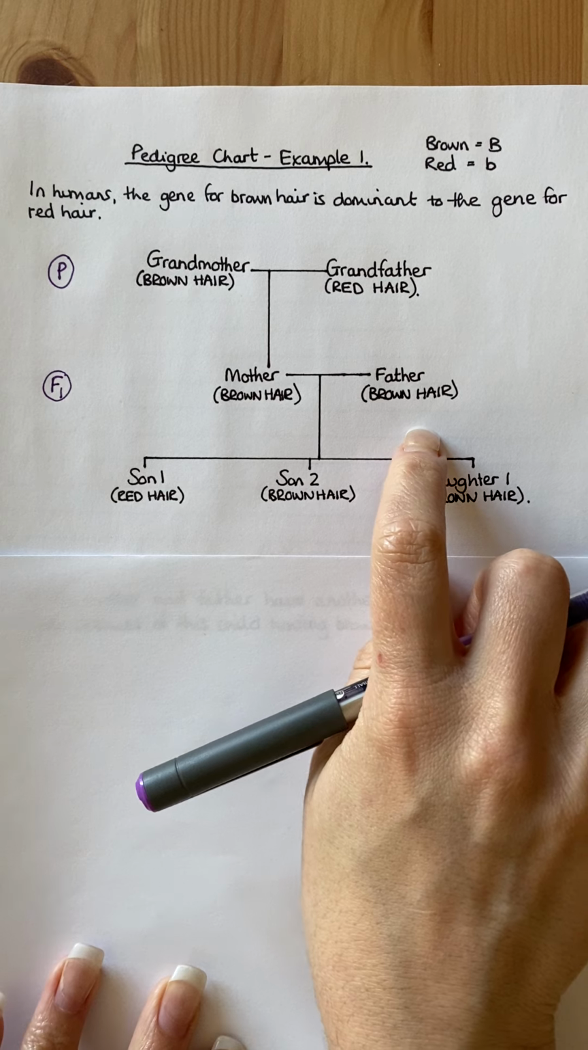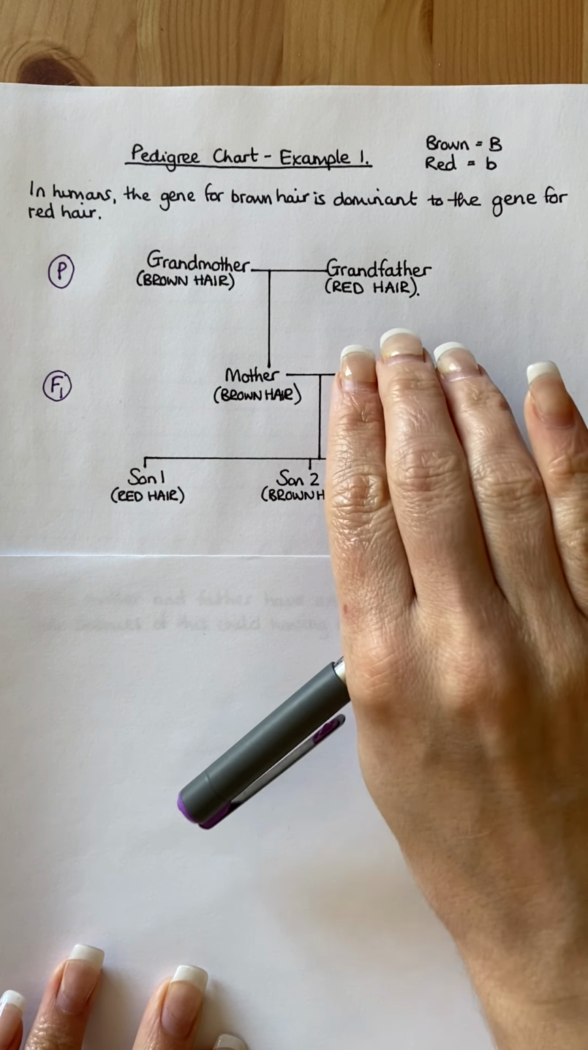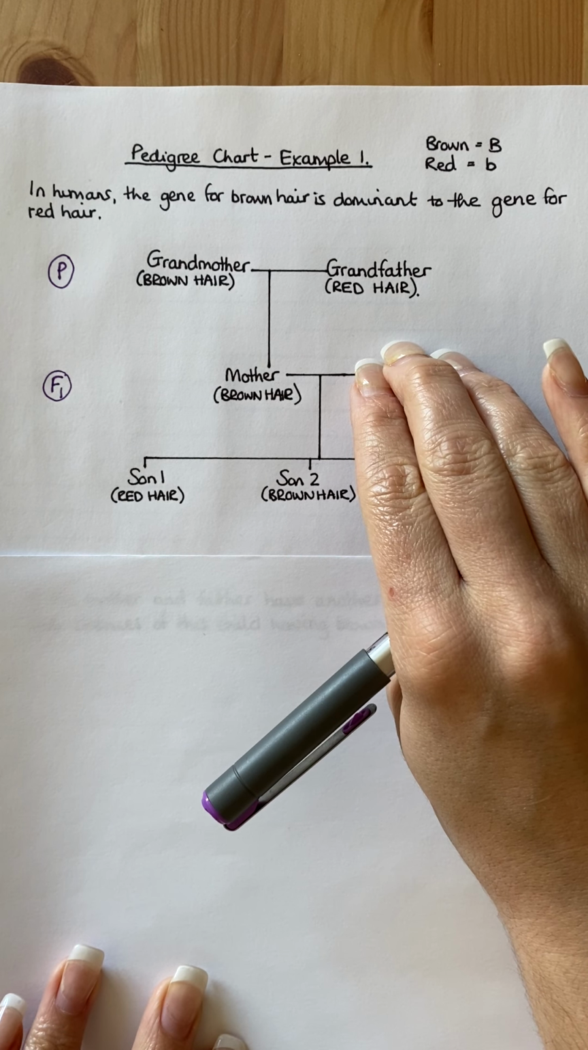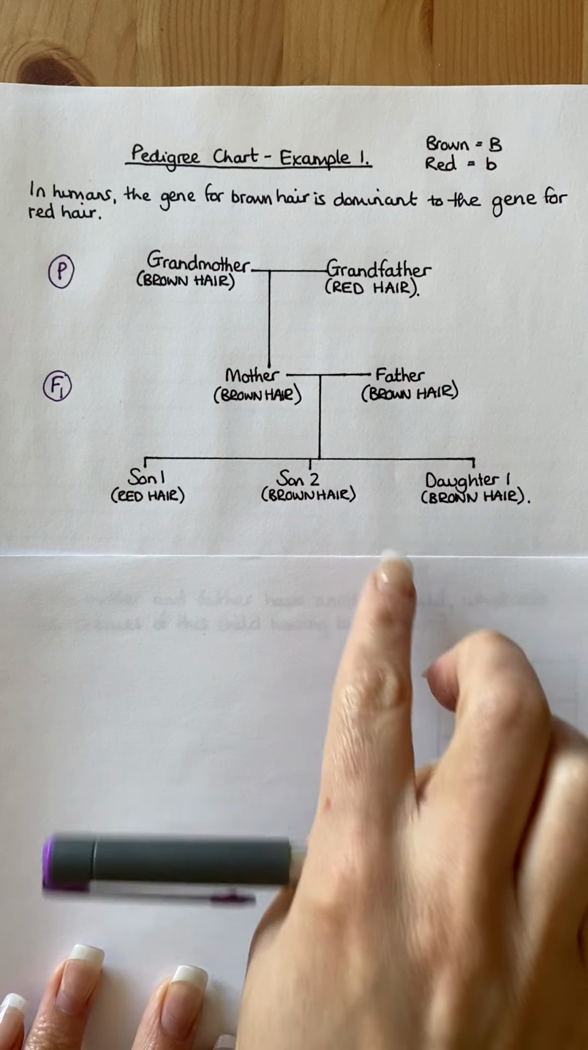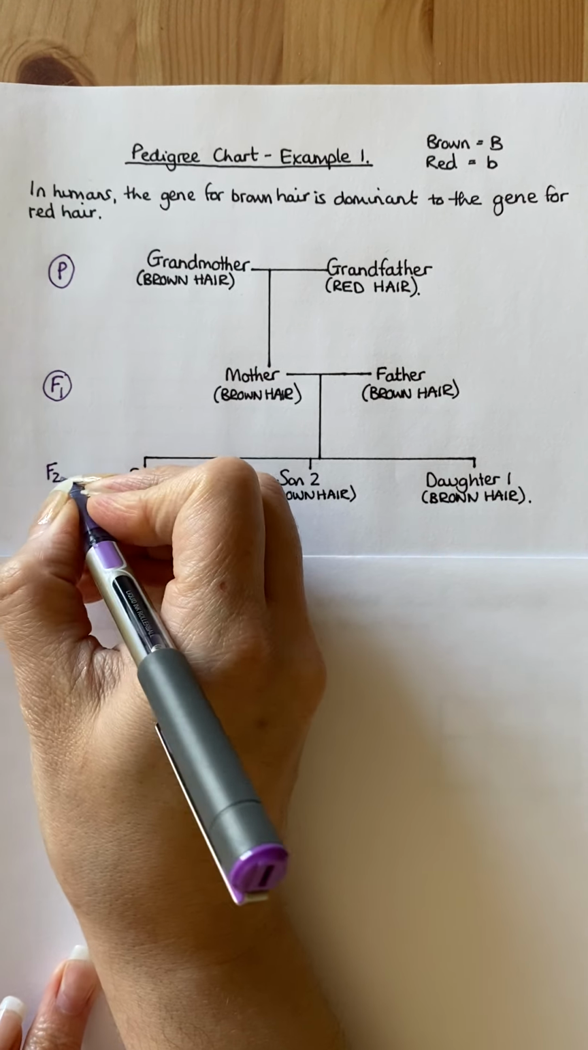Now, a point to note here is that the father is actually not part of the F1 because he's not blood related to the grandparents, so he's not counted as part of the F1. He's counted as something separate. They have children, so they have 2 sons and a daughter, and they are the F2 generation.